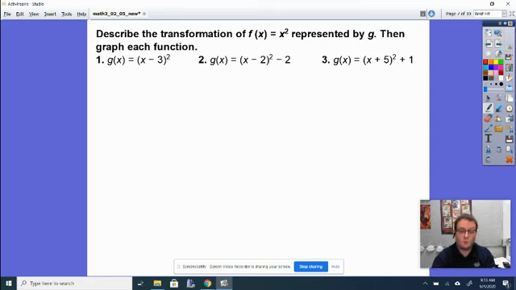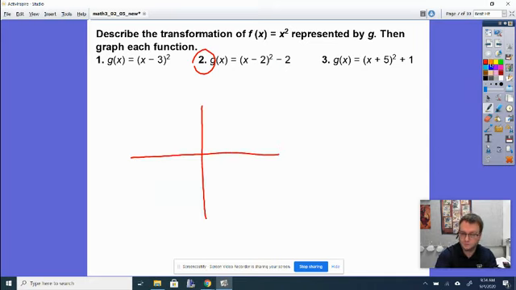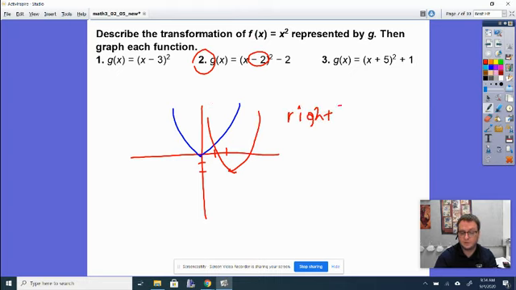Let's do one more. Let's do one that has both shifts. Let's do number 2. So there's my original. I'm going to go right by 2. I'm going right because it's the opposite of what makes sense. We want to go net left because of negative, but it's inside, so it's the opposite. And we're going to go down 2. Okay, and then my describing is right 2, down 2.